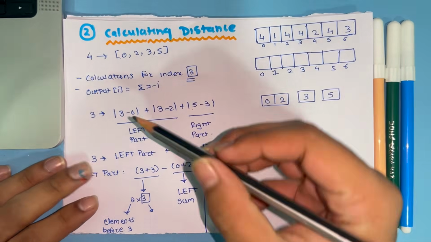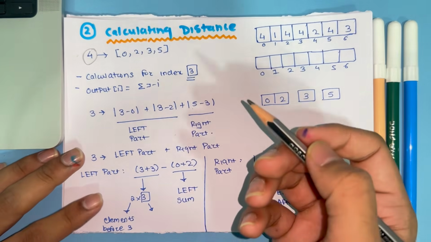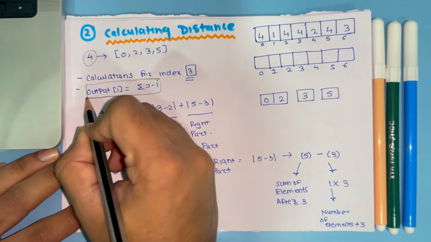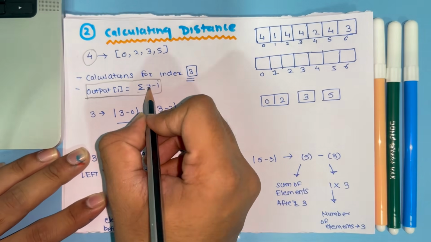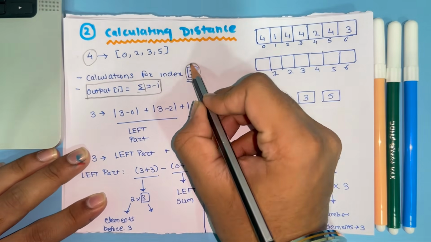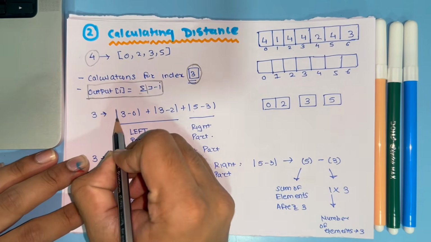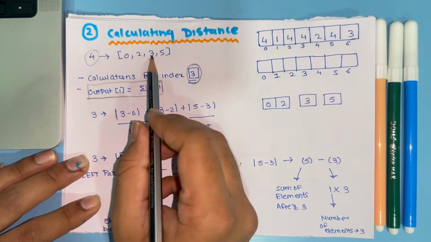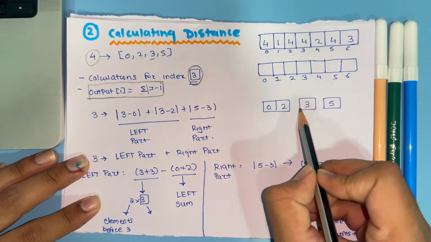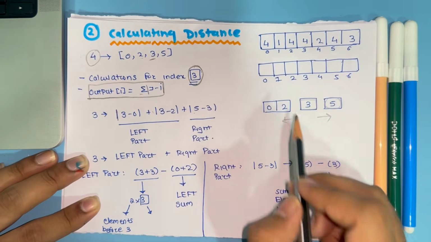Now we have got the group of indices against the value, but for every index we need to do the calculation using the formula. So the formula which is given to us is output of i equals summation of modulus of j minus i. Let's calculate for index 3. So for index 3, the equation will become 3 minus 0 plus 3 minus 2 plus 5 minus 3. Now if you see this, 3 is in the middle. On the right side we have 5 and on the left side we have 0 and 2.